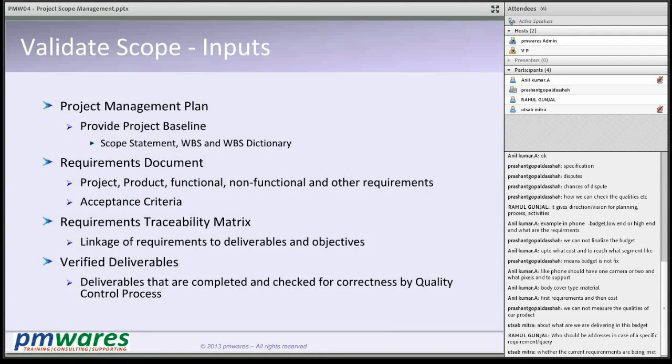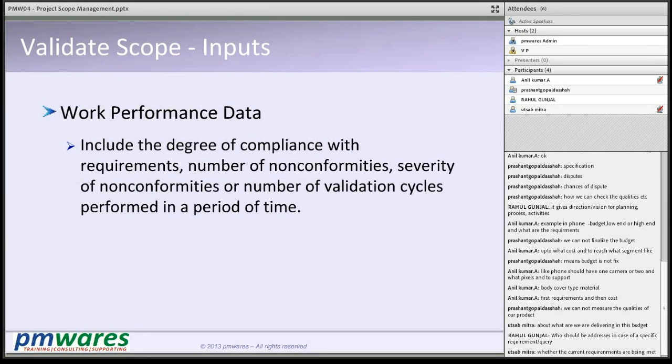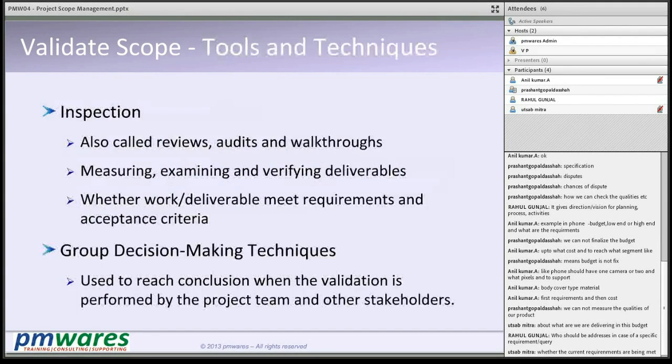Then the next part is controlling scope. And normally how do you do validate scope? Through reviews, audits, walkthroughs, examining, verifying.